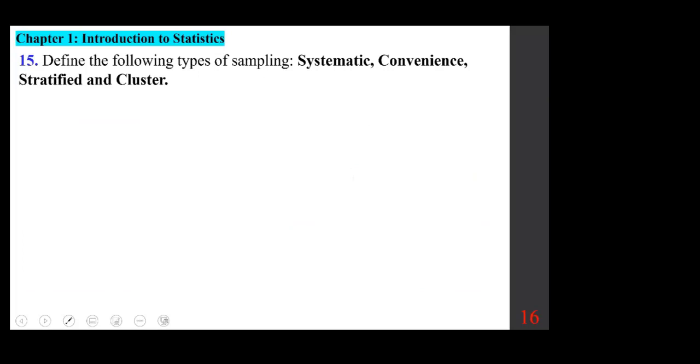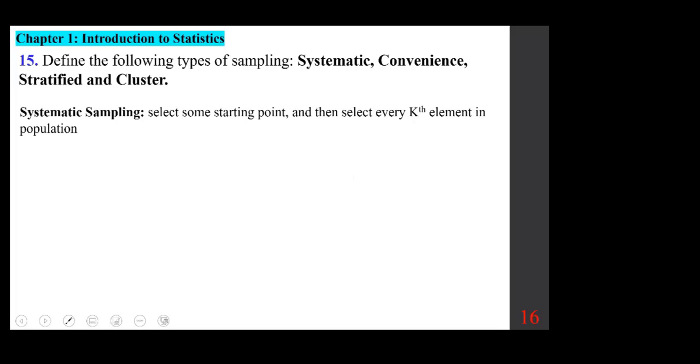Systematic, convenience, stratified, and cluster. In short, systematic: select some starting point and then pick the kth element. Convenience sampling: use results that are easy to get. For example, I want to know what happens with the midterm election. I can conveniently ask my own students. So that's convenience sampling.